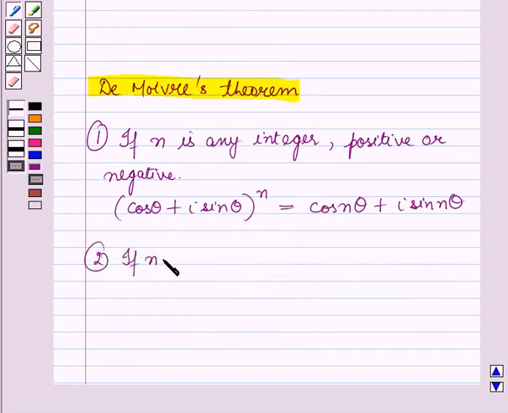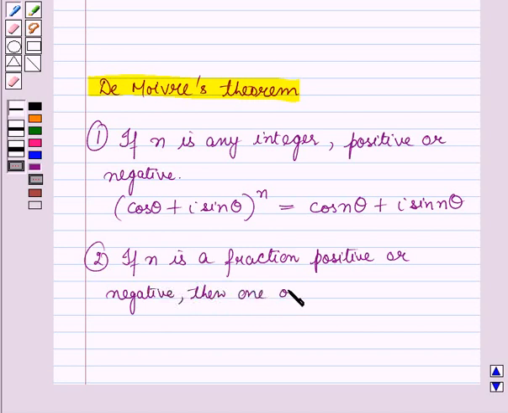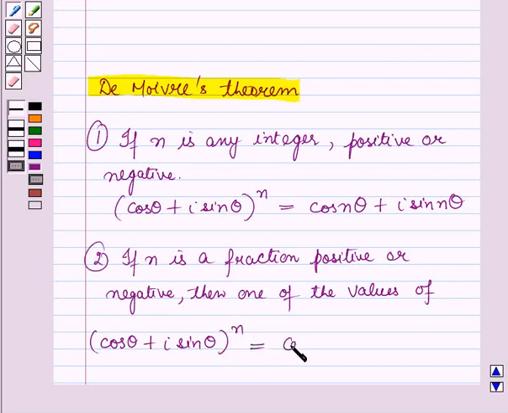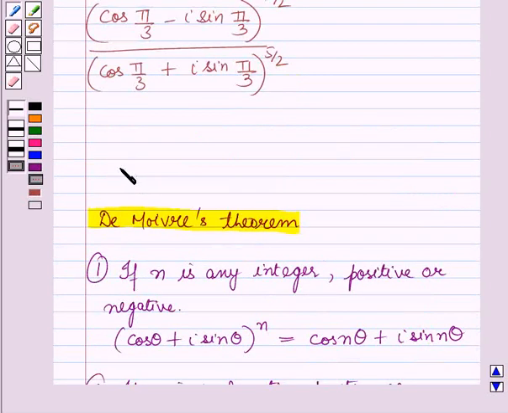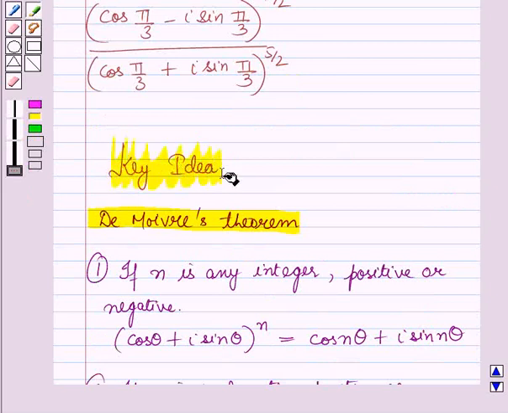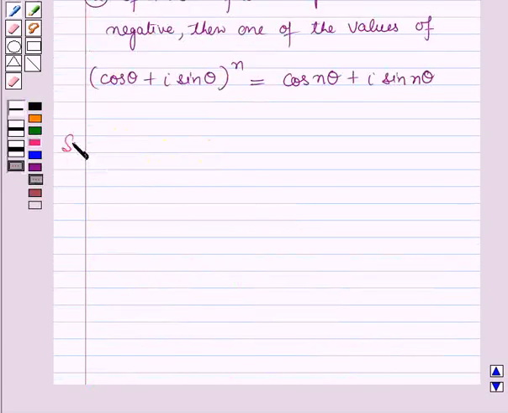And if n is any fraction, positive or negative, then one of the values of (cos θ + i sin θ) raised to the power n is equal to cos nθ + i sin nθ. Now this result will work as a key idea for solving this question. And now we will start with the solution.